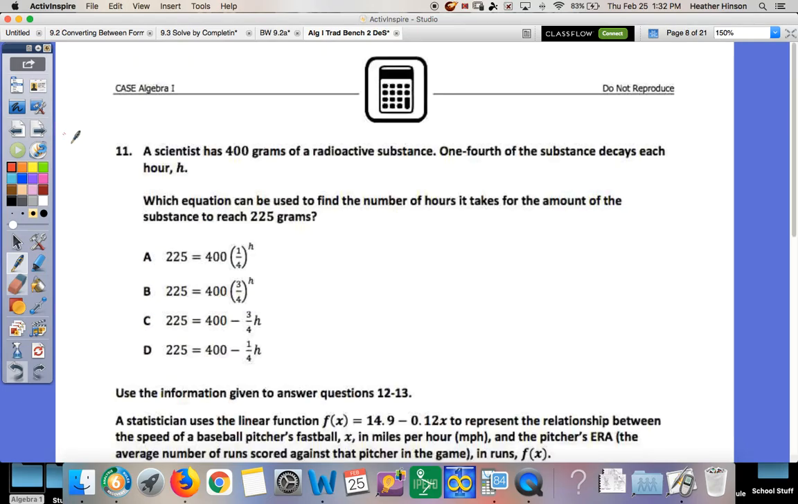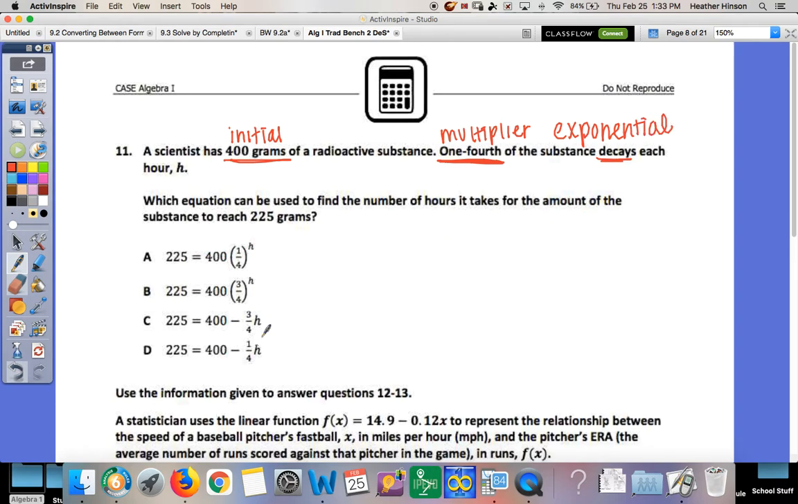Okay, number 10. A scientist has 400 grams of radioactive substance. One fourth of the substance decays each hour. Which equation can be used to find the number of hours it takes for the amount of substance to reach 225 grams? So we have 400 grams. So that's our initial. That's what we're going to start with. And then a fourth of it is decaying each hour. When you're looking at a fourth, that's going to be a multiplier. Decaying is going to tell you that we're looking at exponential.